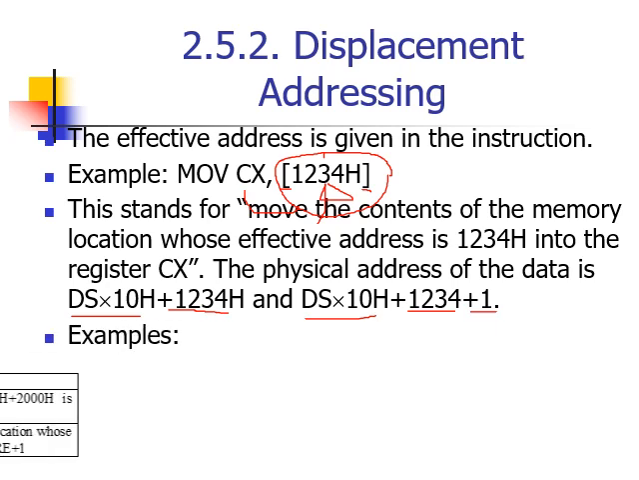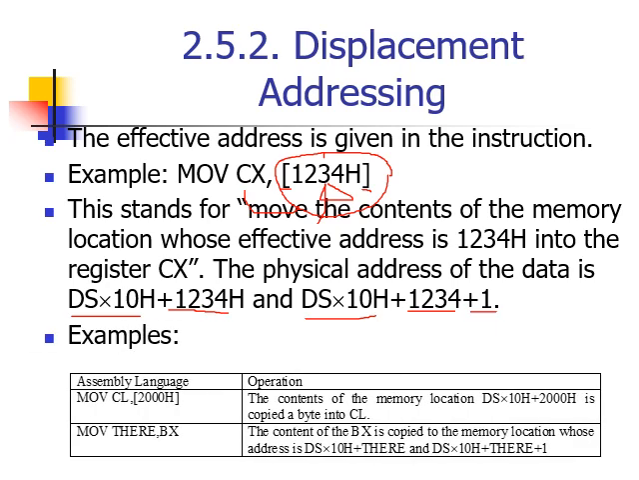For example, here you go to DS times 10 plus this number. You need only 8 bits. You get 8 bits, you place them in CL. Okay, so you don't have to go to this number plus 1.